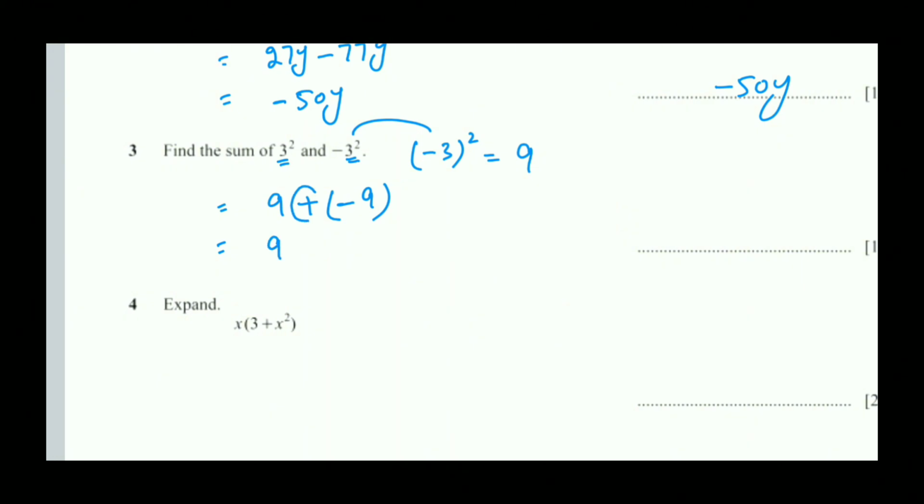9, for the sum you can write this symbol so that there will be no confusion. Plus minus 9. 9 minus 9 is 0. So 0 will be the answer of this question.